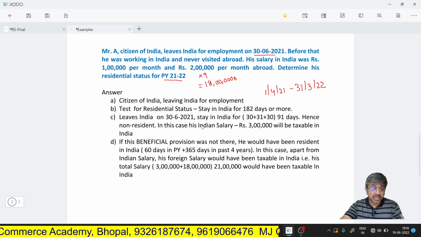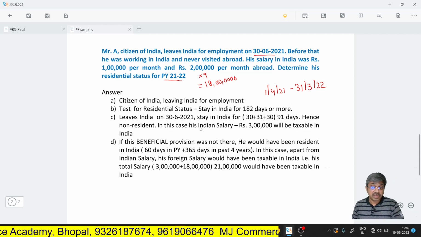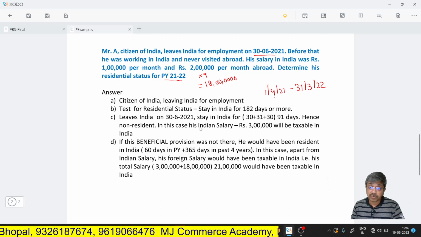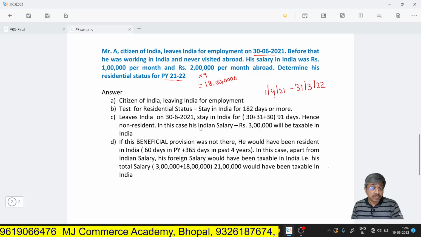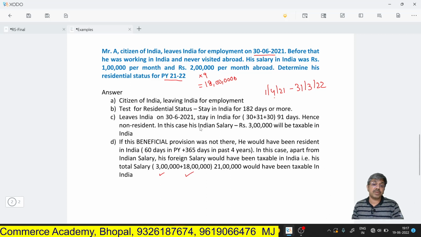Suppose this provision was not there, what would have happened? Suppose this 60 days criteria was there, then Mr. A would have been a resident of India. Why? Because he stayed in India in the previous year for more than 60 days, 91 days, and since he never visited abroad in the past, obviously he was staying in India for the past 4 years for 365 days. If this condition was not there, he would be categorized as a resident of India, and his entire salary, 3 lakh earned in India and 18 lakh earned abroad, the entire 21 lakh, would have been taxable in India.